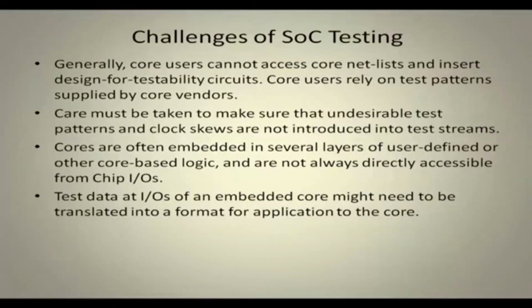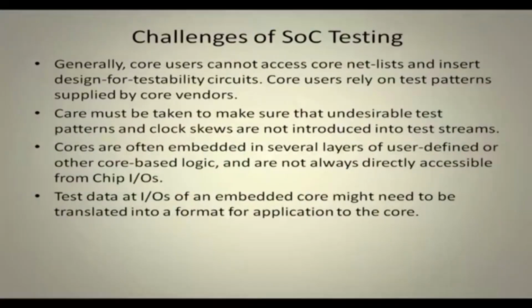So, core users rely on test patterns supplied by the core vendor. So, the core vendor's responsibility becomes two points. One is to provide the layout level description of the system, and the second is to provide the test vectors or test patterns that can be used for testing the operation of the core. Now, the problem is that the core vendor does not know in which platform this is going to be put. As a result, they try to make it as exhaustive as possible, and the system integrator also does not know the netlist, so they cannot try out some patterns to be more important or less important.